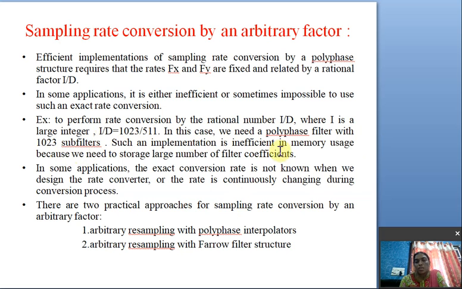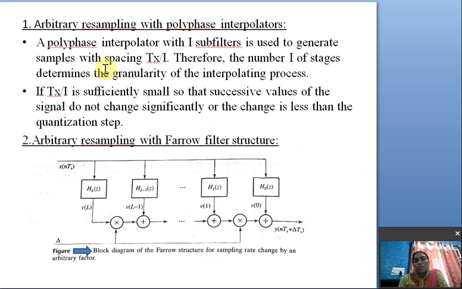Such an implementation is inefficient in memory usage because we need to store a large number of filter coefficients. In some applications the exact conversion rate is not known when we design the rate converter, or the rate is continuously changing during the conversion process. So there are two practical approaches for sampling rate conversion by an arbitrary factor. The first one is arbitrary resampling with polyphase interpolators, and the second is arbitrary resampling with the Farrow filter structure. Now the first one, arbitrary resampling with polyphase interpolators.